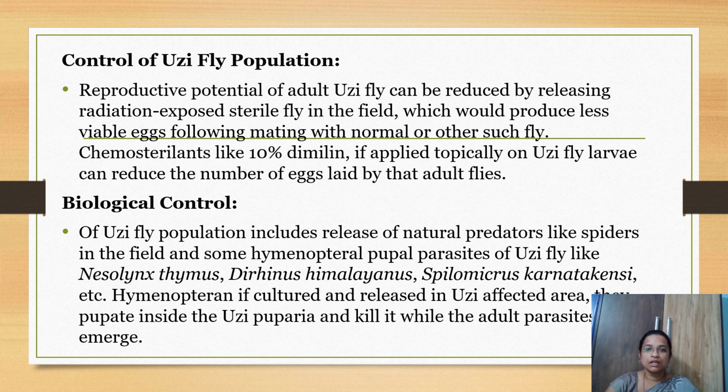And biological control options include the release of natural predators like spiders in the field, and also some hymenopteran pupal parasites of the uzi fly like Nesolynx thymus, Dirhinus himalayanus, Spilomicrus karnatakensis can also be released in the uzi affected area. These parasites pupate inside the uzi puparia and kill them while the adult parasites emerge.